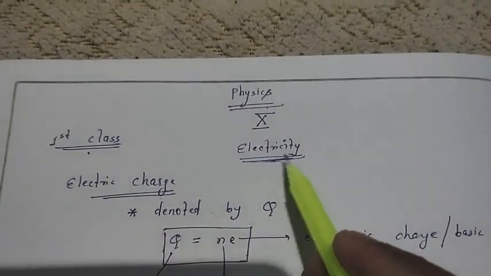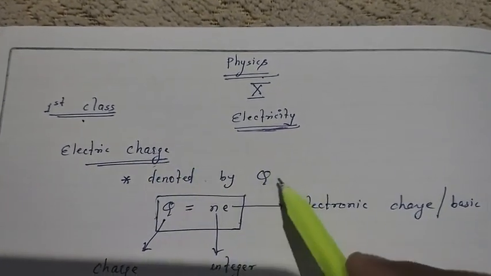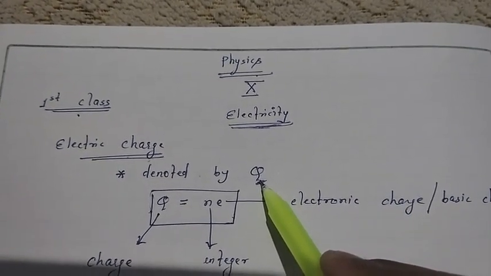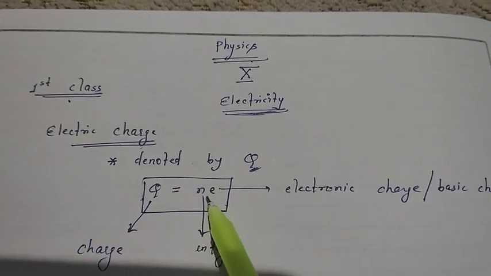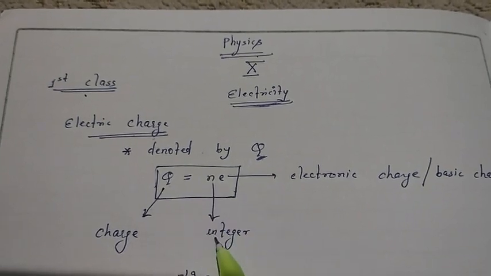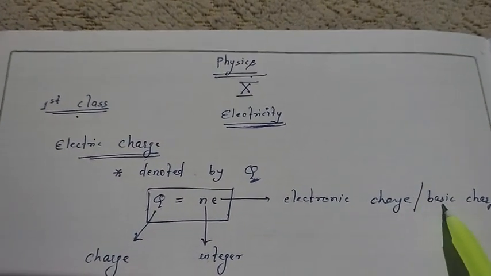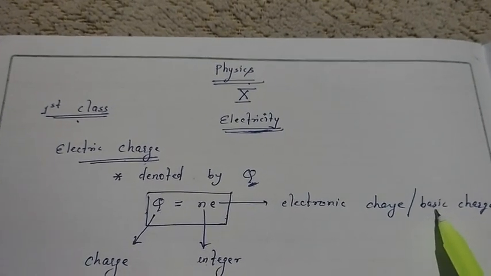In this video we will study electric charge. This electric charge is denoted by Q, either capital or small, and is given by Q = NE, where Q is charge, N is an integer, and E is the electronic charge or basic charge, or you can say fundamental charge. All have the same meaning.